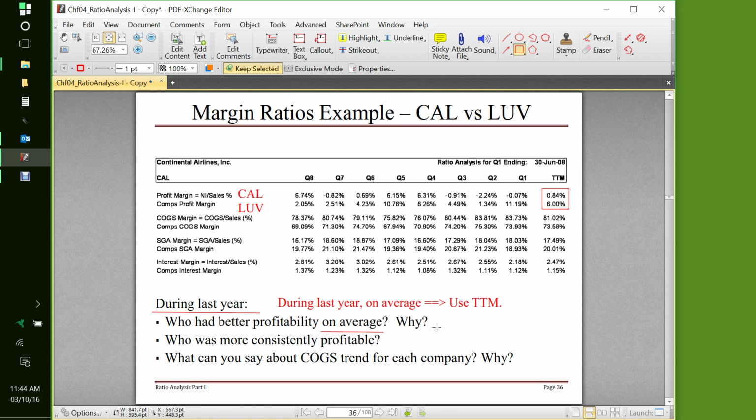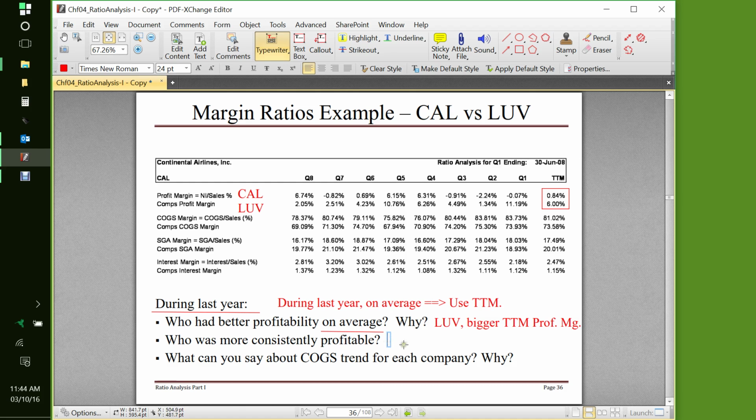Okay, so who had the better profitability? That's going to be Love, and the answer is bigger TTM profit margin.